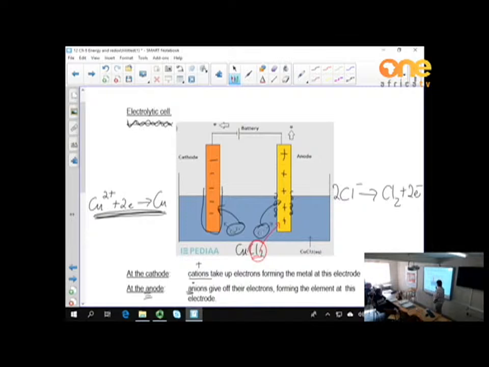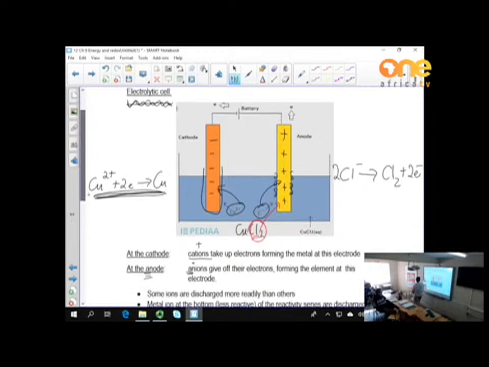But if, say, I had copper sulfate, then it's not the sulfate ion that is going to be oxidized. It will be the oxygen ion. Do you follow me? All right. They don't go into very large detail with this. This is just very basically.